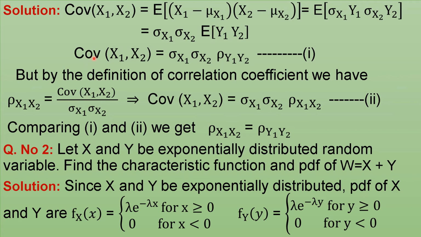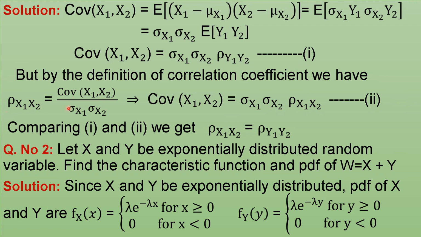So here we get the covariance of X1, X2 as sigma X1, sigma X2 into E of Y1, Y2, which is the correlation coefficient rho of Y1, Y2. Call it as 1. Now if you refer to that definition of the correlation coefficient rho X1, X2, which is the covariance of X1, X2 divided by sigma X1 into sigma X2, this is the definition of the correlation coefficient between two random variables X and Y.